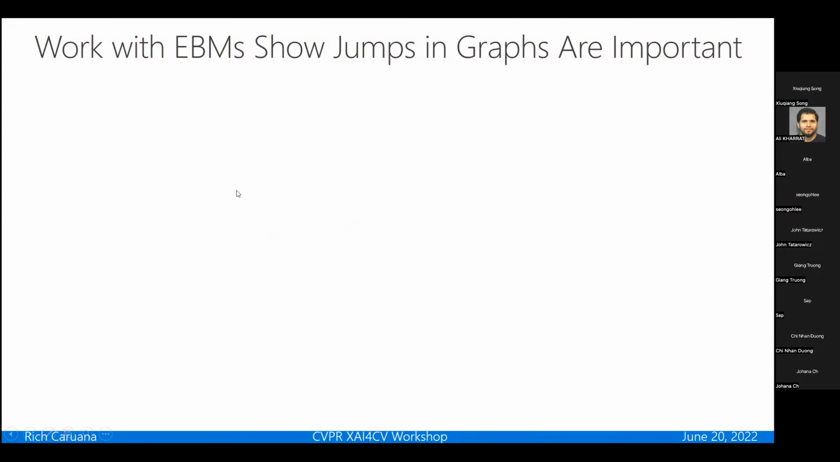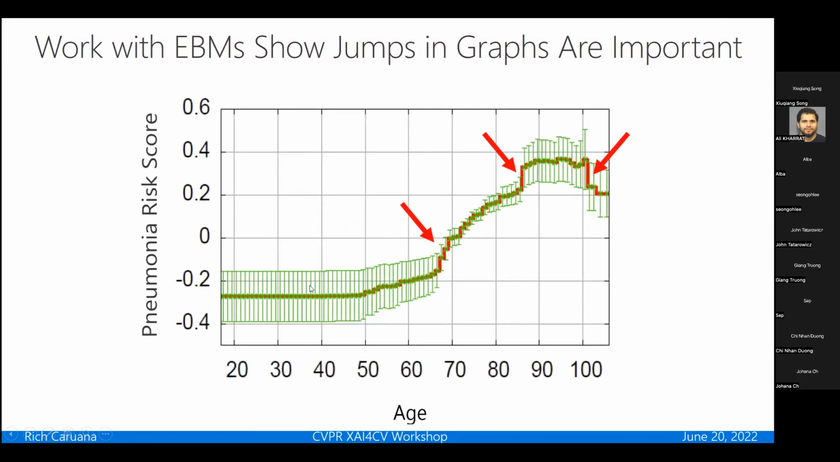And the problem is that EBMs, the boosted tree versions, show that jumps are very important in graphs. This is a pneumonia risk as a function of age. Notice there's a jump in risk at retirement age, jump in risk at 85, drop in risk at 100. These jumps in risk are actually very important for helping us understand what the model has learned, understand the data, and also for the accuracy of the model.